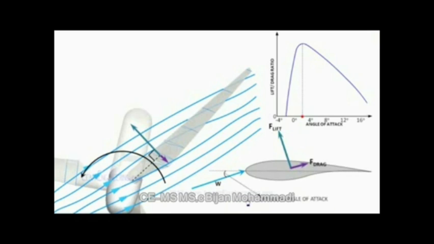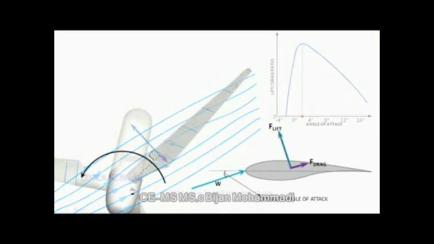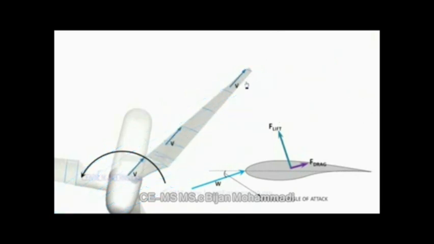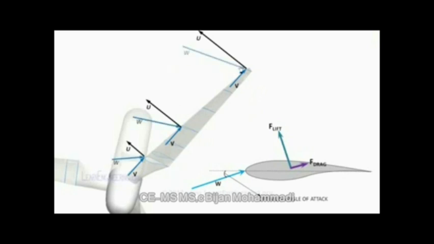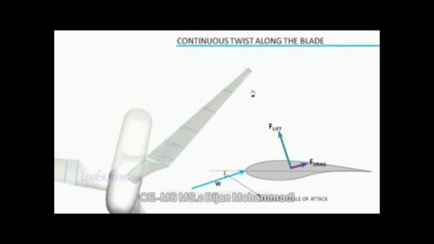Even though flow velocity is uniform along the length of the blade, blade velocity increases linearly as we move to the tip. So the angle and magnitude of relative velocity of wind varies along the length of the blade. Apparent velocity becomes more aligned to the core direction as we move to the tip. So there should be a continuous twist in the blade, so that at every airfoil cross-section the angle of attack is optimum.